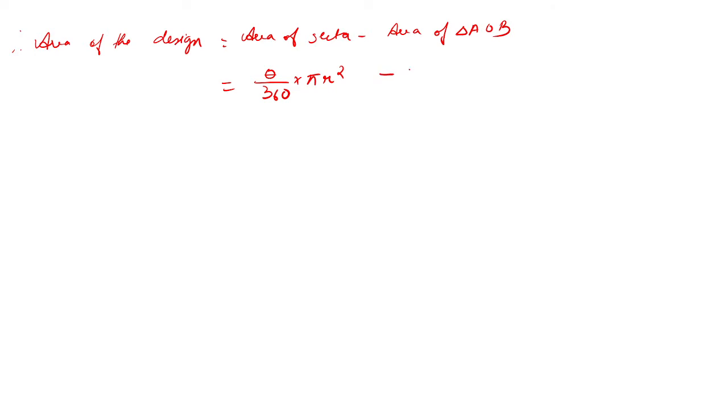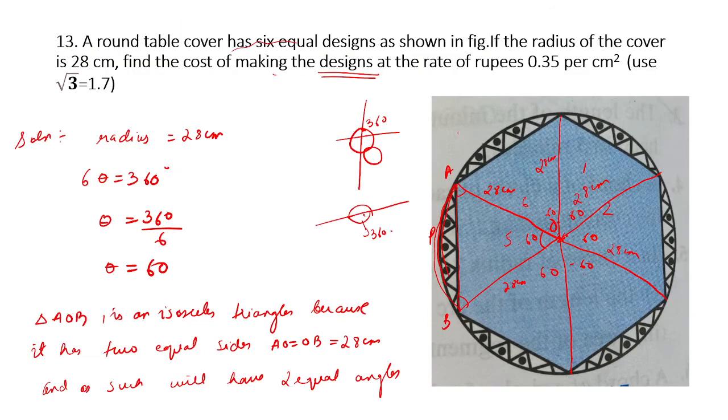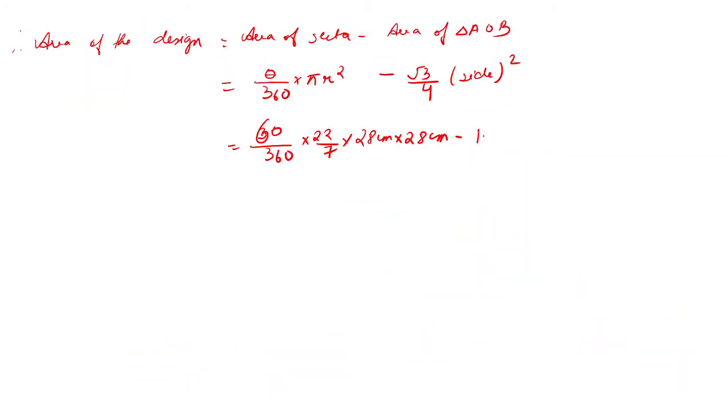Area of sector formula is theta by 360 into pi r square. Area of a triangle, since it is an equilateral triangle, we can use the area of an equilateral triangle, which is root 3 by 4 side square. Theta is given as 60 degrees. Pi, you can take as 22 by 7. The radius is given as 28 centimeters into 28 centimeters, minus, they have specifically told us to use the root 3 value as 1.7, divided by 4, side 28 centimeters into 28 centimeters.